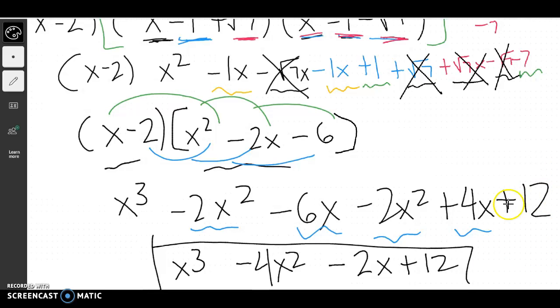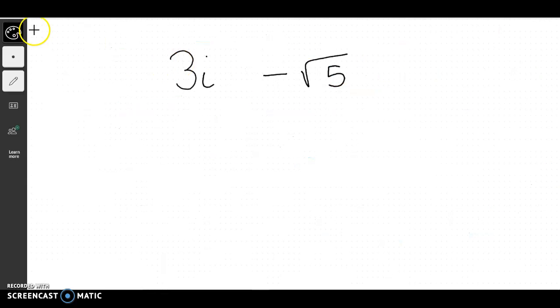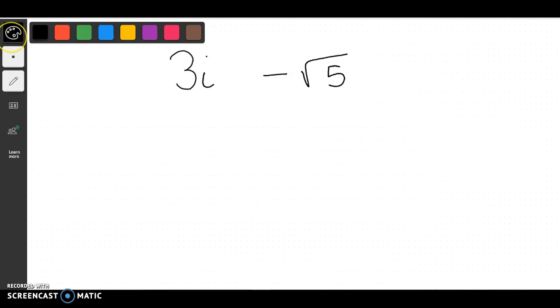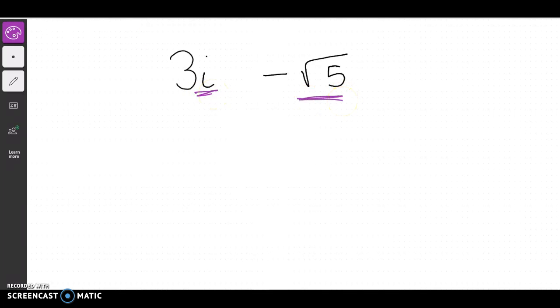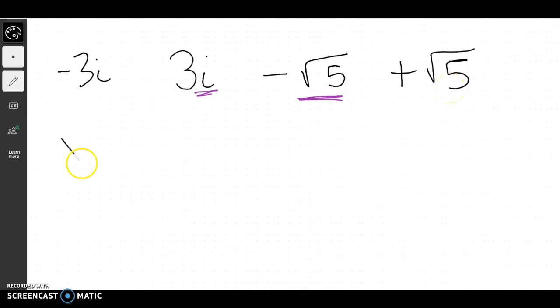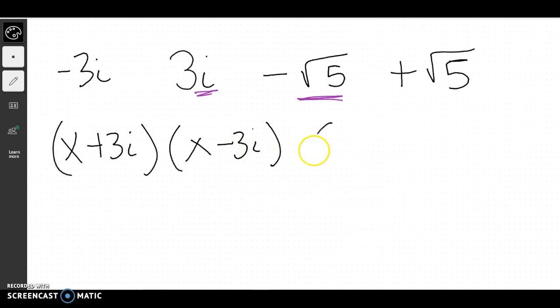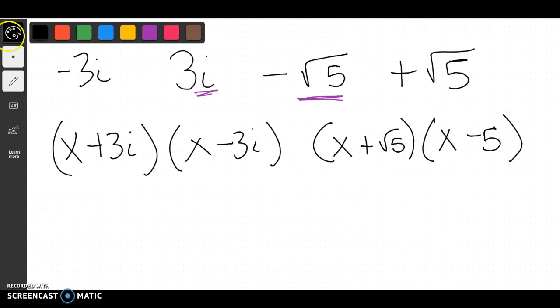Next one. Okay. This one has two square roots, and i counts as a square root. This counts as a square root. So we need to add in the other ones, which would be negative 3i and positive radical 5. Let's put those in factored form. This one goes a little bit quicker. Let's FOIL.